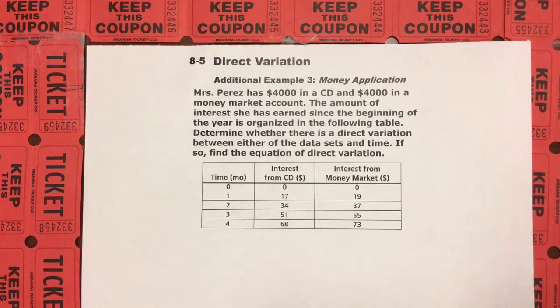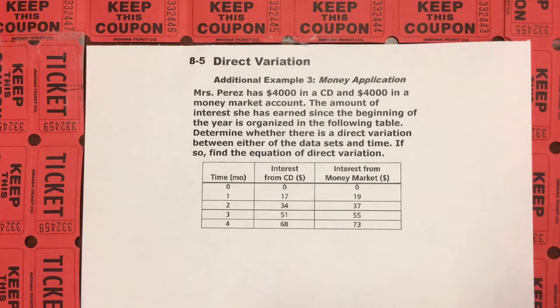It says Mrs. Perez has $4,000 in a CD and $4,000 in a money market account. The amount of interest she has earned since the beginning of the year is organized into the following table. Determine whether there is a direct variation between either of the data sets and time. If so, find the equation of the direct variation.